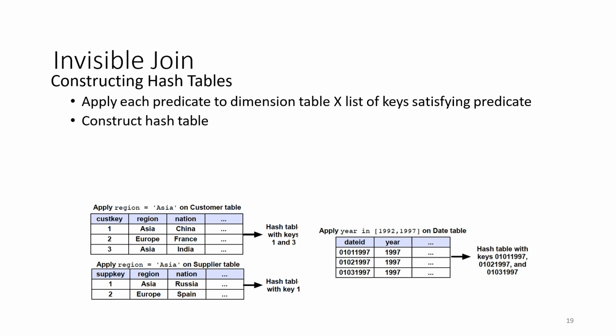Invisible join, constructing hash tables: applying each predicate to the dimension table, extracting the list of keys satisfying the predicate, and constructing hash tables. Apply region equals Asia on the customer table. We have taken cust key 1, 2, 3, region as Asia, Europe, and Asia. Nation is China, France, India. We are applying on the hash table with the keys 1 and 3, and applying year in 1992 to 1997 on the date table.